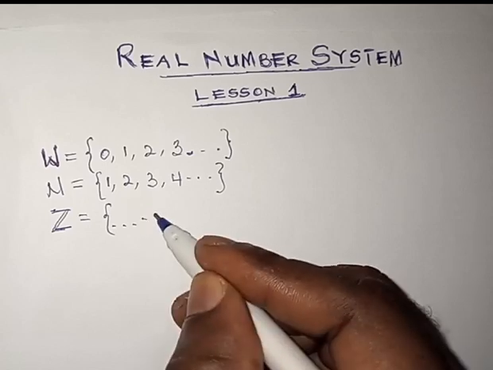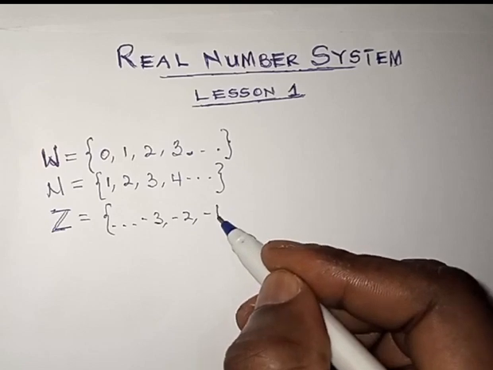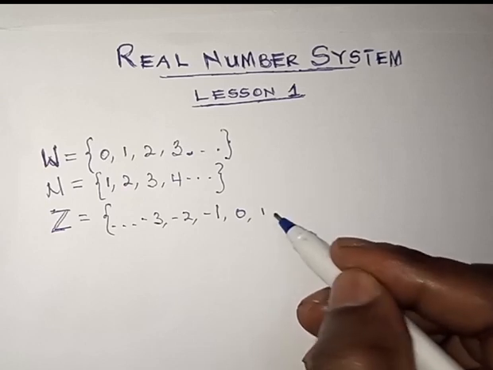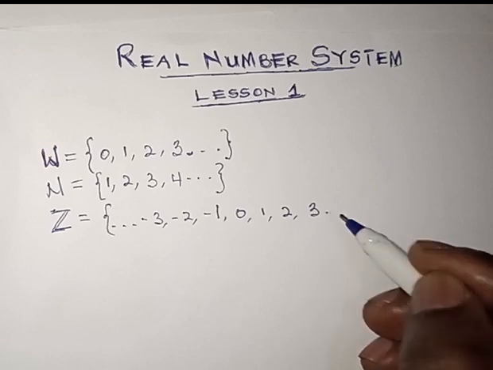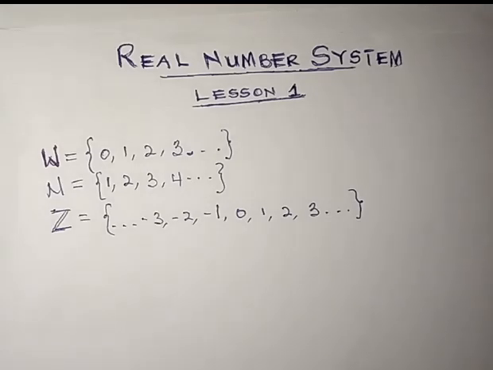So I can write here -3, -2, -1. I have my 0, +1. We have 2. We have 3 to infinity. Okay, good. So these are some of the examples of integers.